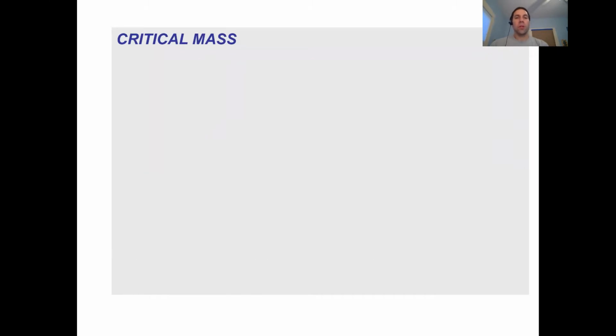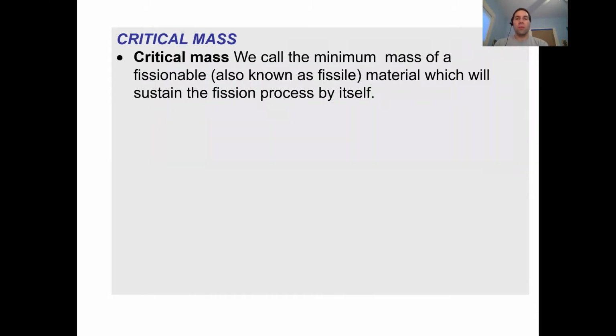Critical mass. So critical mass is what we talk about in nuclear physics when we think about what is required to sustain a chain reaction that we've been talking about, where, out of a fission, at least one, or on average, one neutron goes on to cause another fission. There's a minimal mass that's required depending on the type of isotope you're using, how well they are enriched, which we're going to talk about in a second, and the geometry. And so this minimum mass of fissionable, also known as fissile material, is that minimum mass that's required to sustain the fission process by itself.